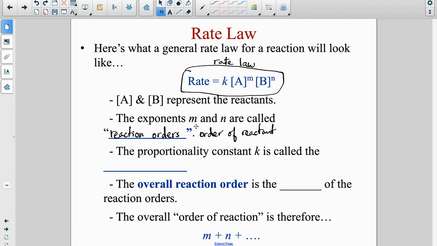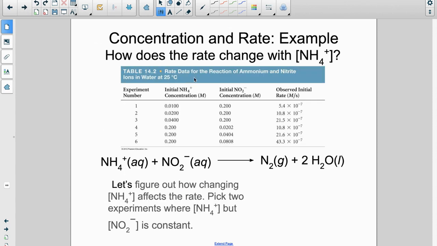This proportionality constant K is called the rate constant. The overall reaction order is the sum of the reaction orders. So the overall order of the reaction is m plus n, and so on if we have more reactants. We'll take a look at an example to see how these reactant orders are related to the rates.